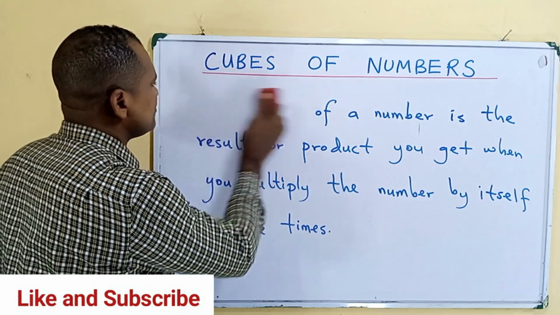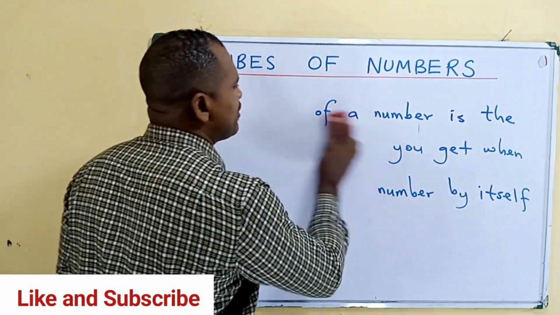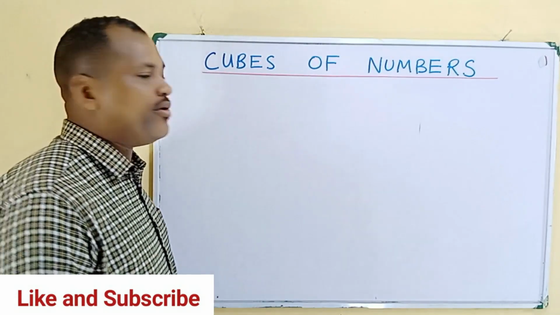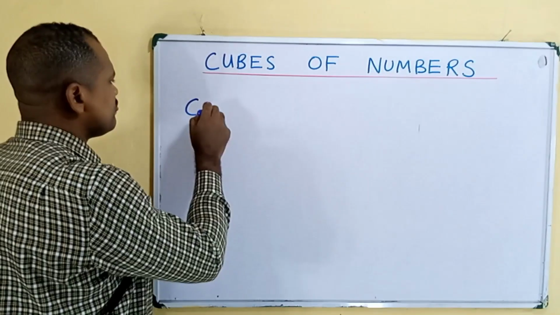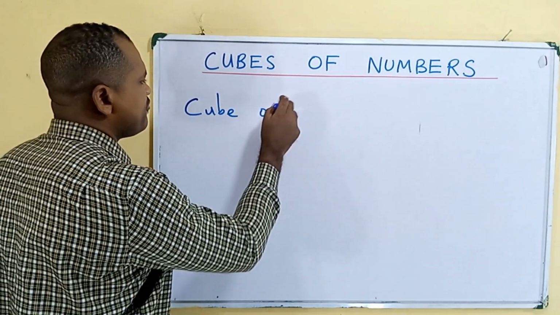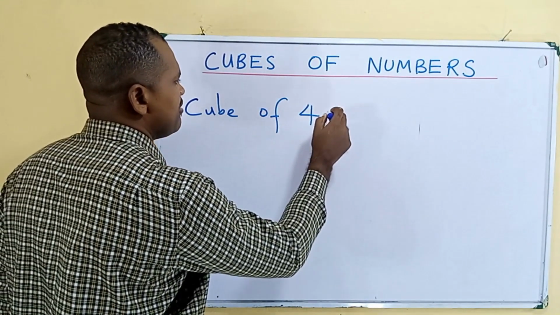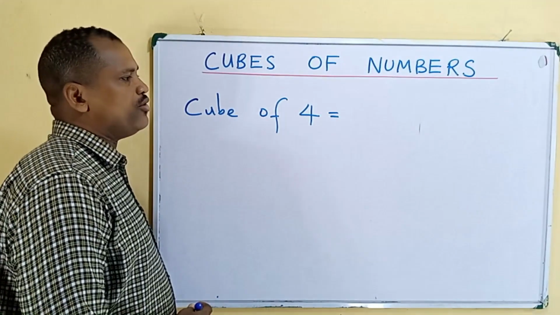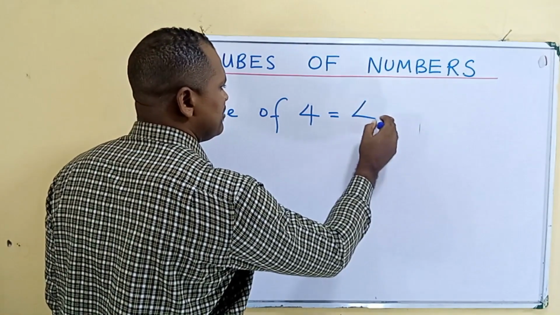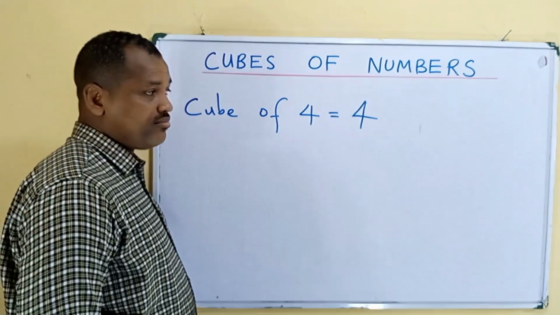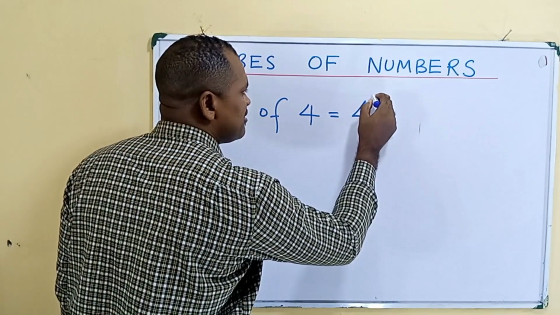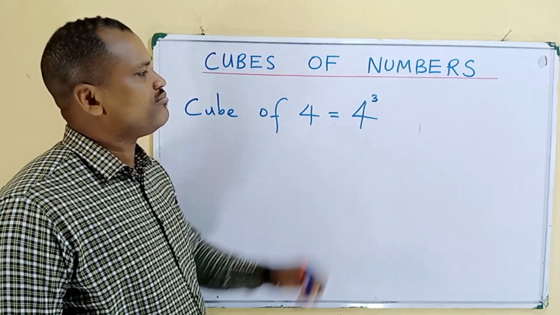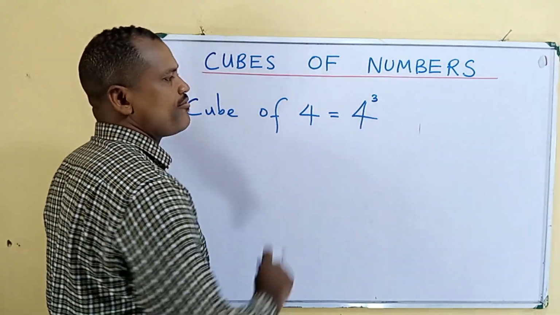So, how do you write the cube of a number? Cube of, let's say, 4. Cube of 4. How do you write it? You write 4 like this, your normal 4, and you write a small 3 at the top like this. This is how to write the cube of 4.